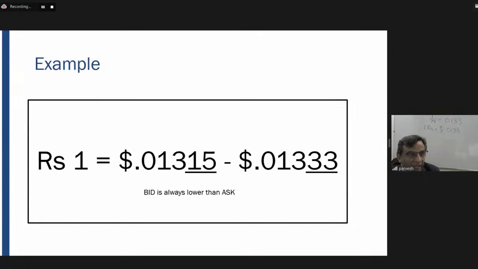So if you do that check here, you will find 1 rupee is equal to $0.01315, which is lower. So bid is lower, ask is higher. Now we have converted a quote from direct to indirect. Okay. So now you do it yourself. Okay. Fine. So I'll give you some questions. I'll give you some examples.